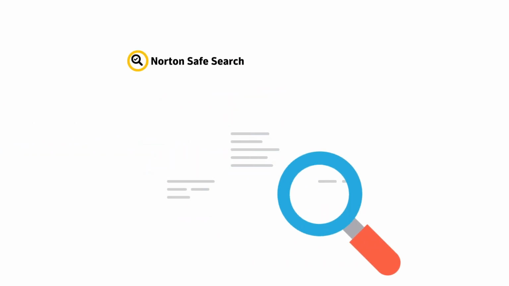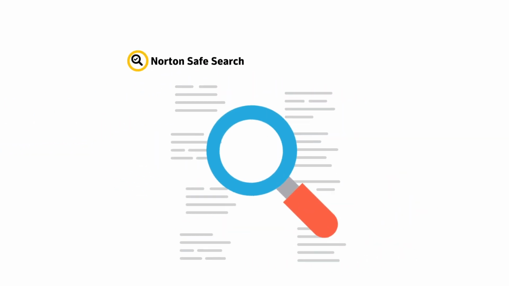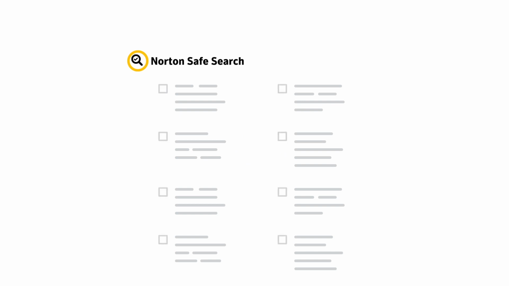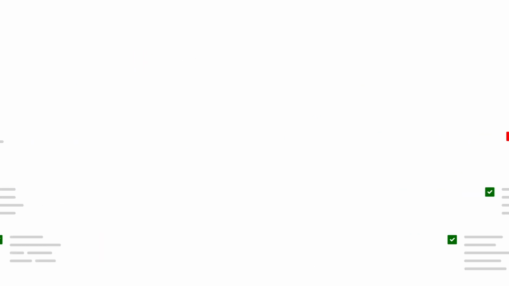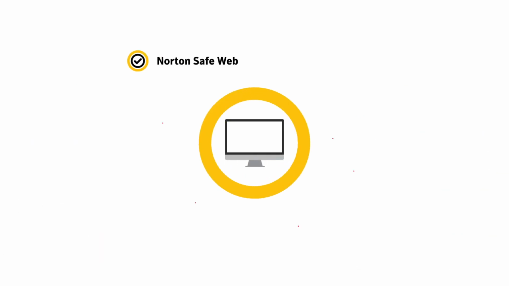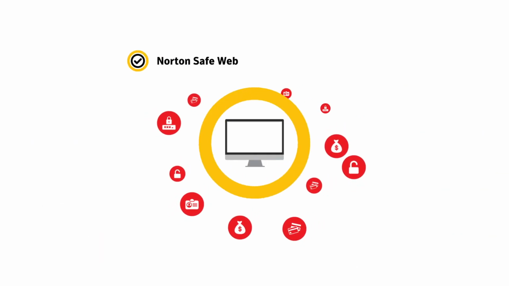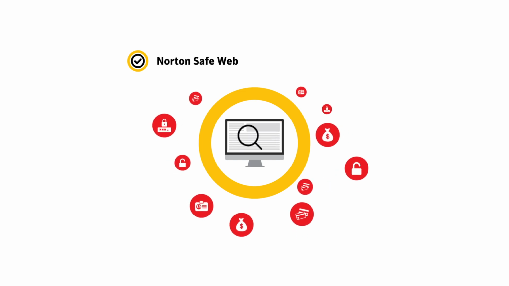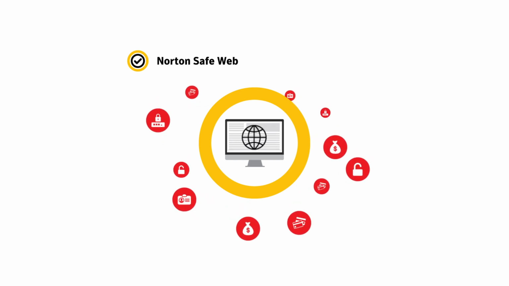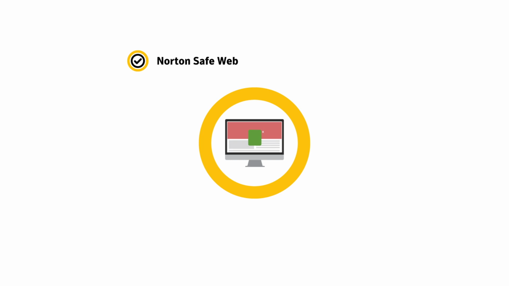Norton Safe Search filters unsafe web results and ranks your results based upon the site safety status and lets you know if the sites are safe even before you visit them. Norton Safe Web defends you from identity thefts and online scams by warning you of dangerous sites while you search, shop, and browse online. It also provides safety information for every web page you visit.